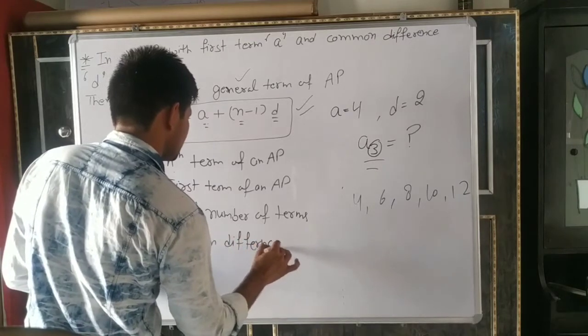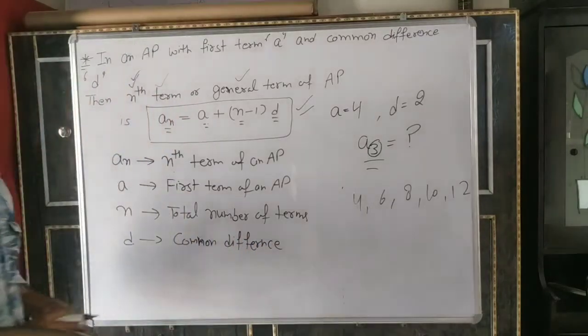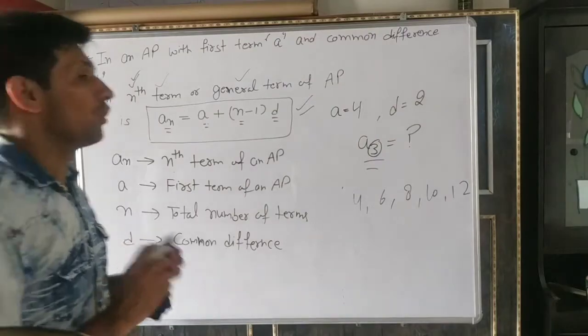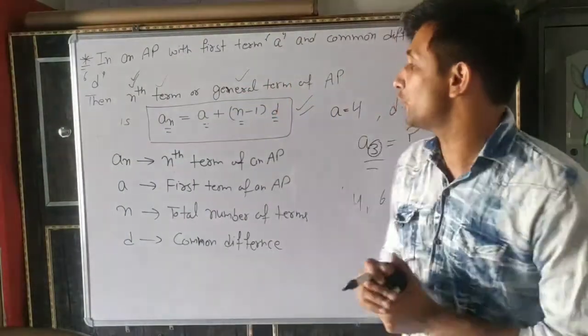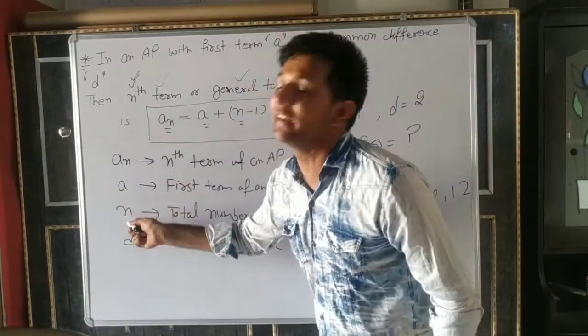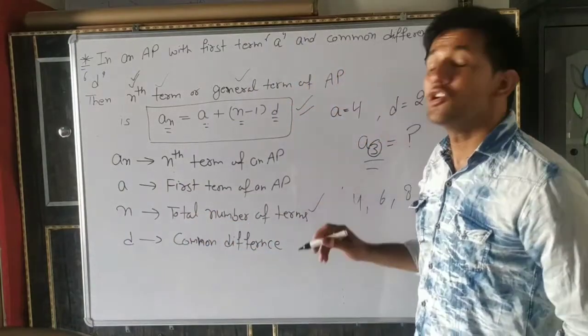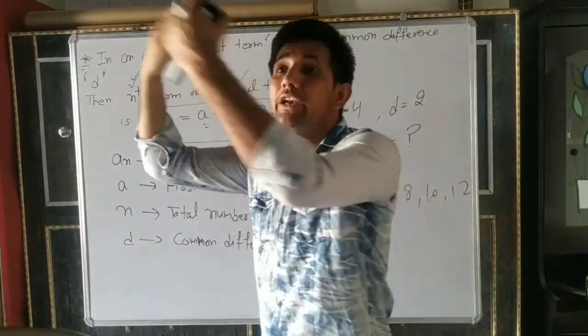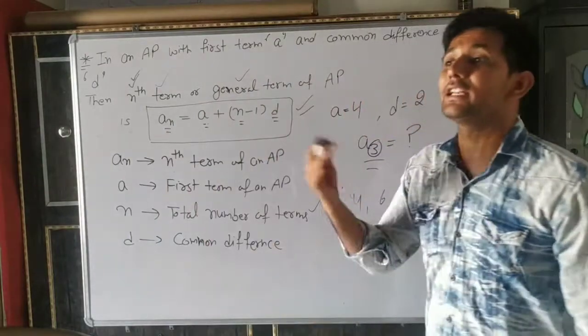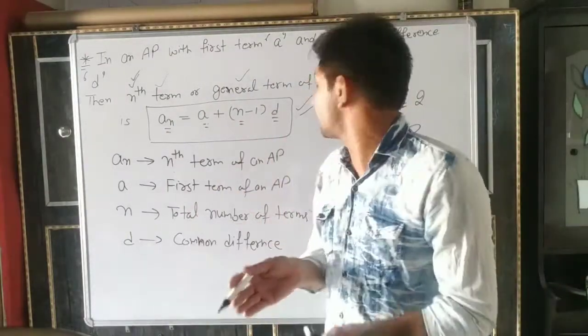Difference. Because sometimes most of the students are confused between a_n and n. So always remember, n means the total number of terms, how many terms, and a_n means the nth term, what term we want to find, like the fifth term.